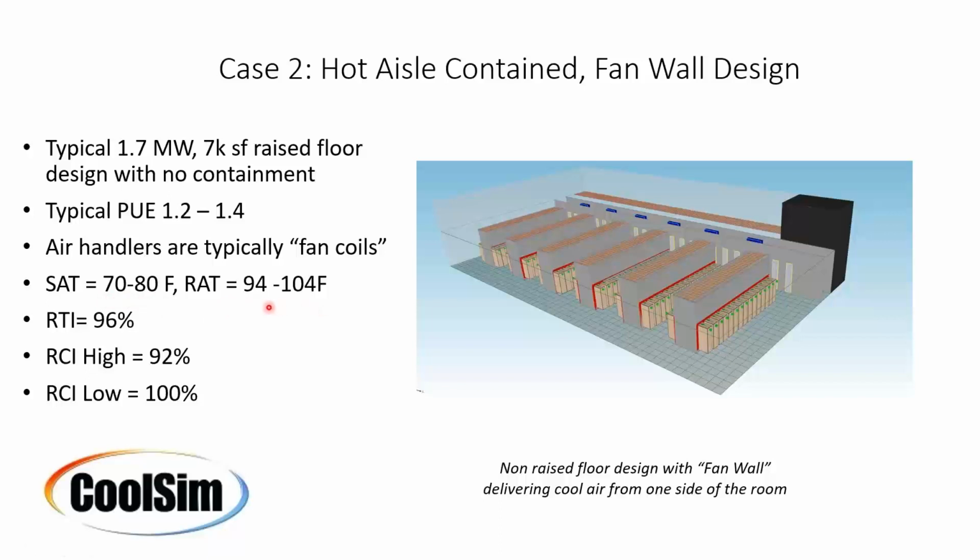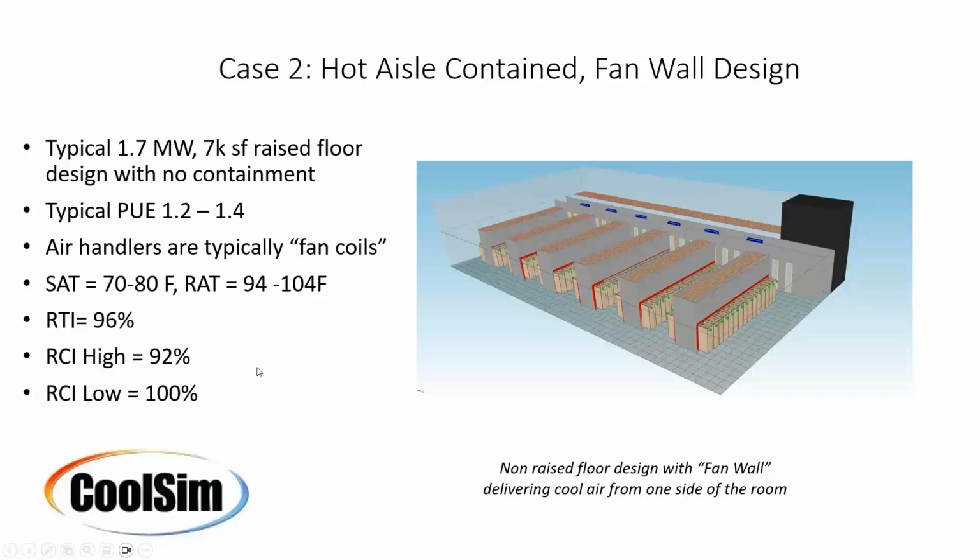Return air temps, you see here, we've got a better delta now. We've got at least 20-degree delta, 25-degree delta. That's getting a little bit better. RTI 96, which means we're only supplying 4% more air than is needed by the racks. RCI high 92. There's a couple of hot spots there, but I think our friend Magnus would say that's probably good. You'd like to see this one 95 and this one 95 or above, and RCI low 100 because there's no cold spots.